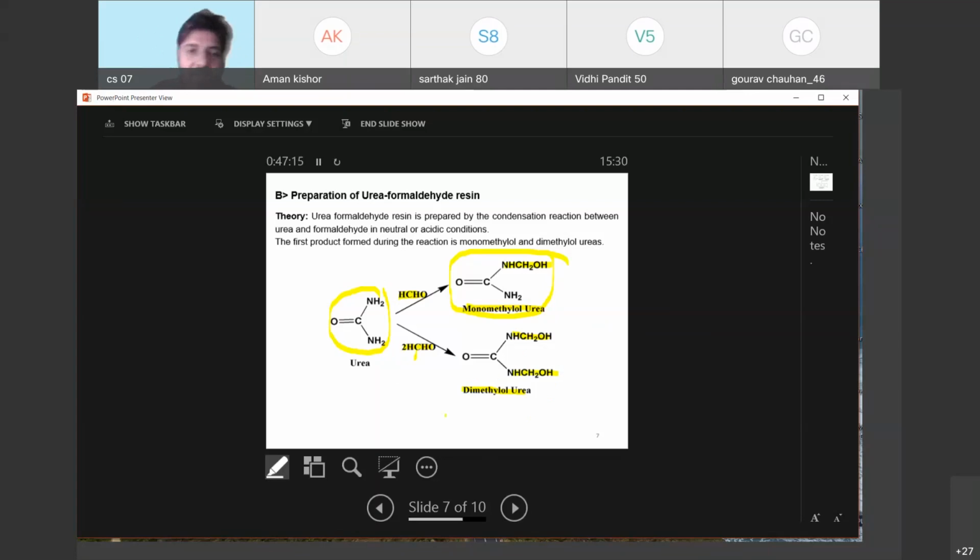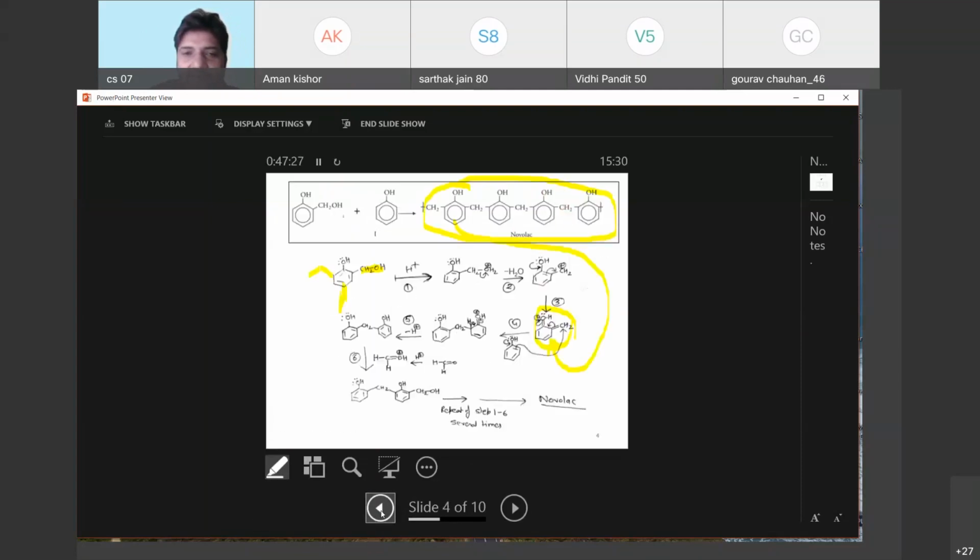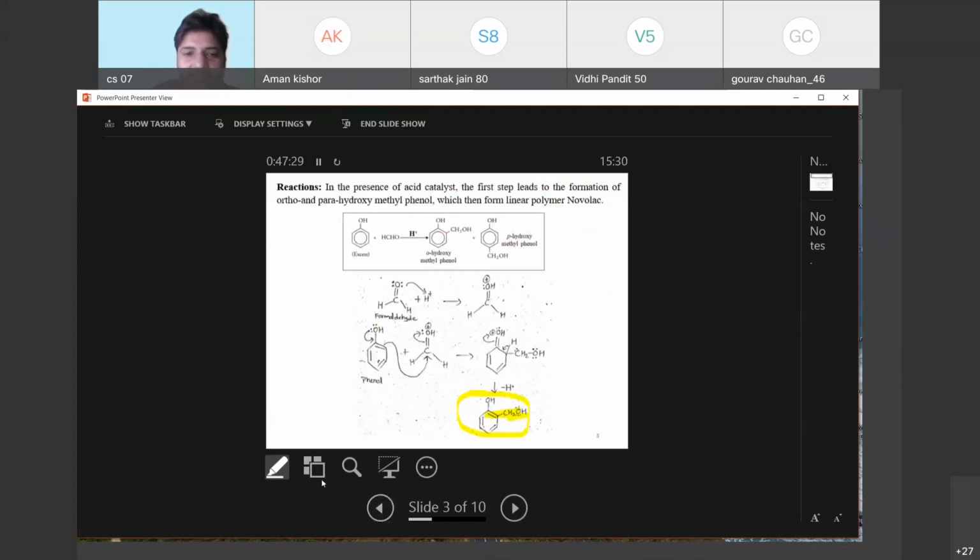Understand? Remember how the reaction of this NH2 group with formaldehyde is taking place. This reaction is similar to what we have discussed here, in the case of phenol.